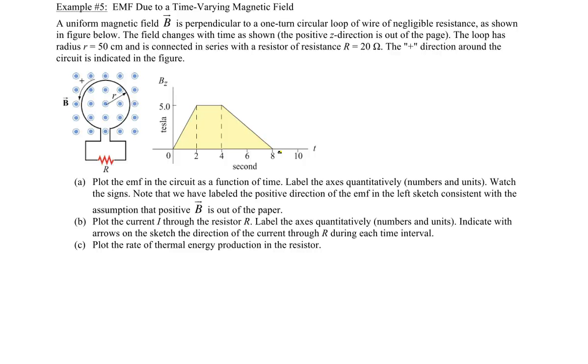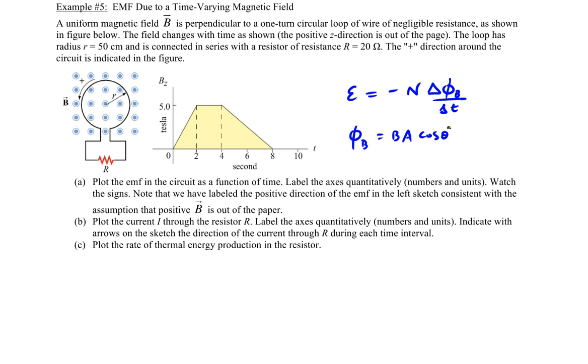So in part A, we're asked to plot the graph of the EMF in the circuit as a function of time and label the axes quantitatively with numbers and units. Okay, so the first thing we'll need to understand here is that according to Faraday's law, the EMF that is generated by Faraday's law of electromagnetic induction is caused by a change in magnetic flux over time. So as long as the flux is changing, then we have an EMF that is being generated. And if you recall, the magnetic flux is equal to BA times cosine of theta.